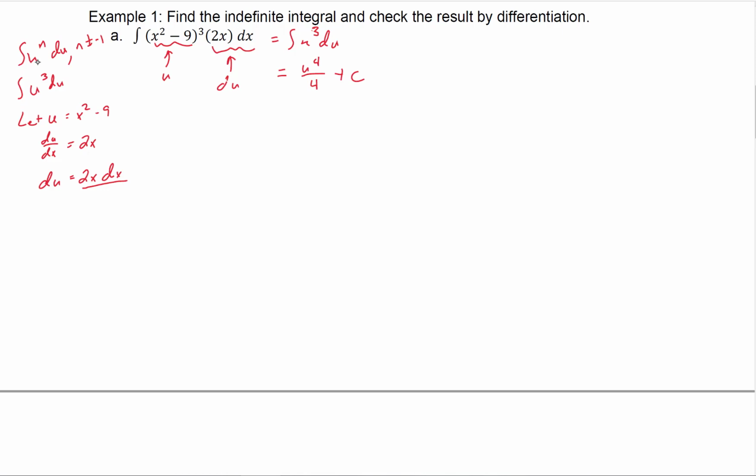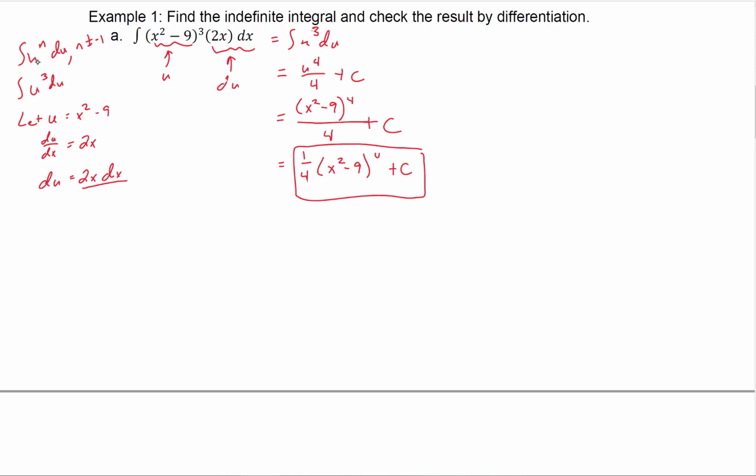And then we have to back substitute. We started with something in terms of x's, so we want to end with something in terms of x's. We knew x squared minus 9 is u, so this becomes (x squared minus 9) to the fourth power over 4 plus c. Or we can rewrite this as 1/4 times (x squared minus 9) to the fourth power plus c. And that is our antiderivative.